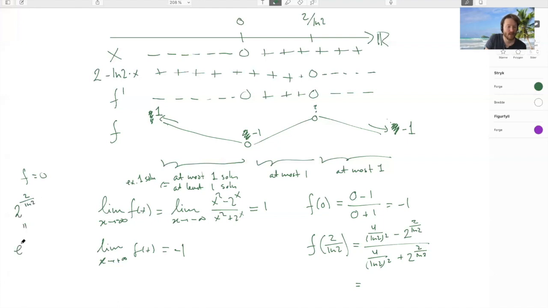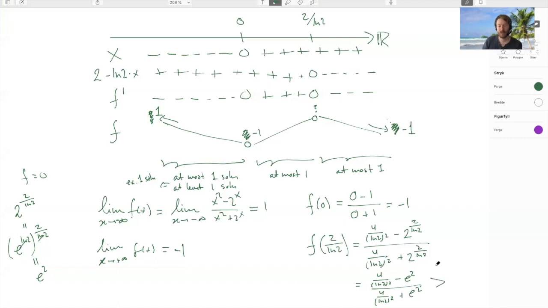So 2 is e to the ln 2. This I take to the power 2 divided by ln 2, so this cancels against this. So I get e squared here. So here I have 4 divided by ln 2 to the squared minus e squared, divided by 4 divided by ln 2 to the squared plus e squared, like this.